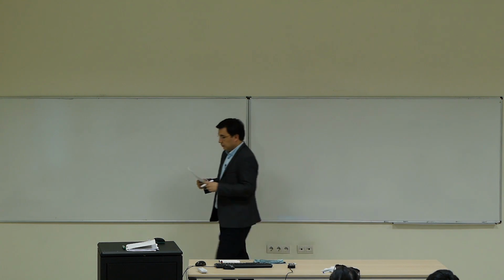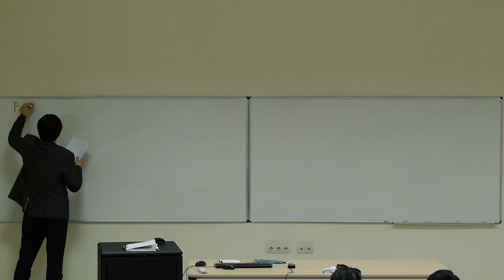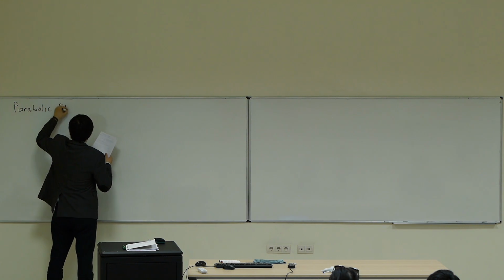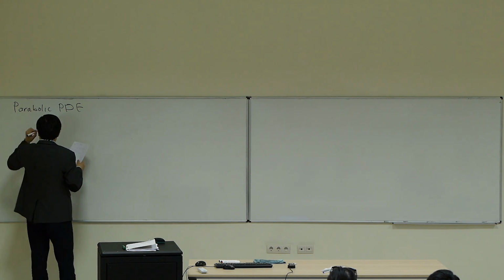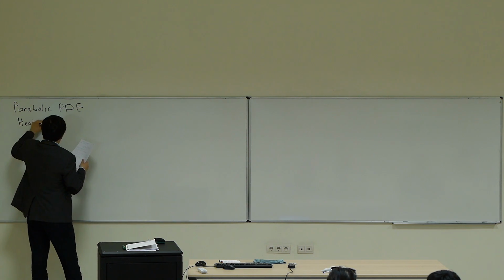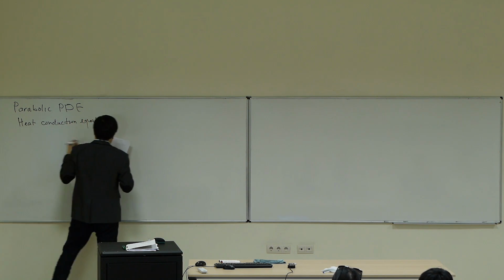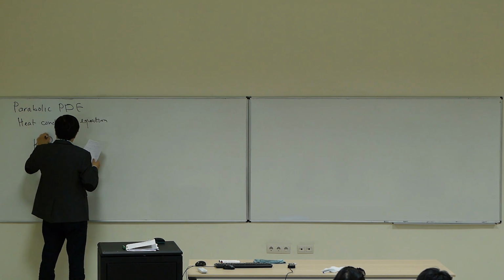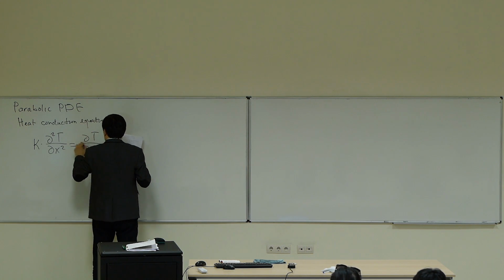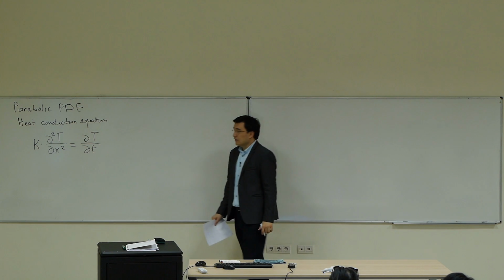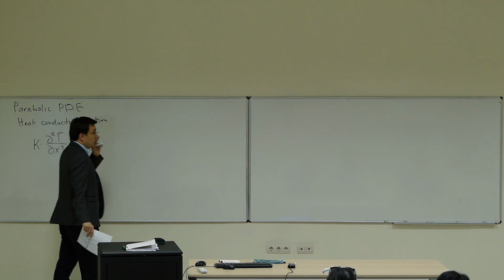Okay, so I'm going to consider a very simple parabolic partial differential equation, which is the heat conduction equation, which has this form: k multiplied by the second derivative of T with respect to x is equal to the derivative of T with respect to time. So this equation describes one-dimensional heat transfer. It's a situation where there is heat transfer in one dimension.